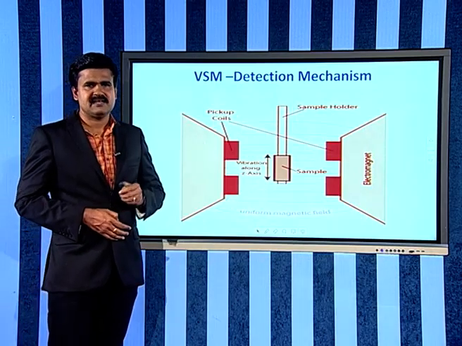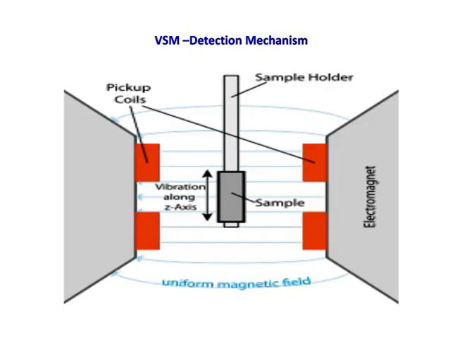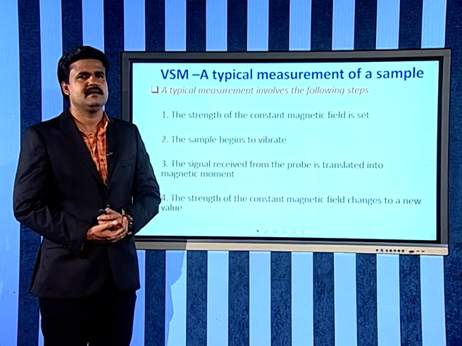The VSM detection mechanism is simply illustrated in this figure. That is a sample holder to the end of which the sample is placed, and there are two strong electromagnets. The sample holder along with the sample is placed in between these two strong external electromagnets of constant strength. The device is associated with the pickup coil. As a result of the vibration of the sample, some induction current is generated. That induction current is taken up by the pickup coils and amplified and recorded.